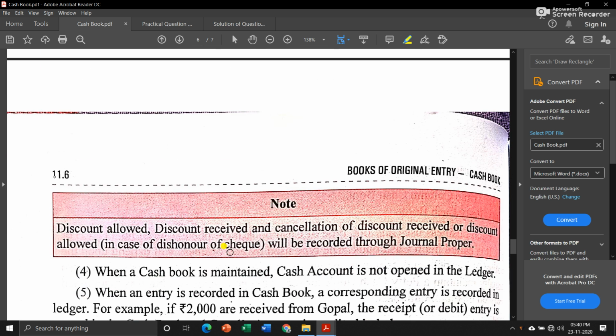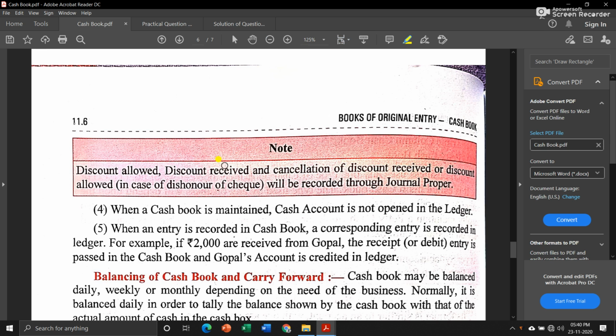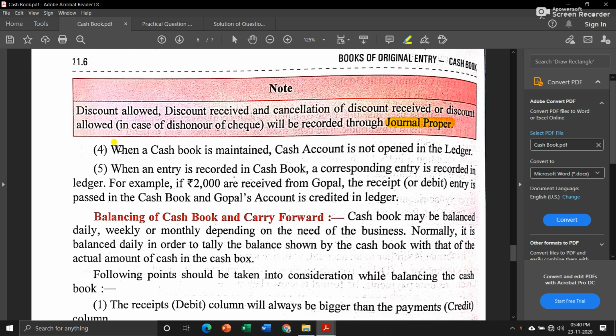Then there are some notes that you have to remember. Discount allowed, discount received, and cancellation of discount received or discount allowed will be recorded through journal proper. Journal proper is nothing but passing a journal entry. Then the fourth point is, when a cash book is maintained, cash account is not opened in the ledger.